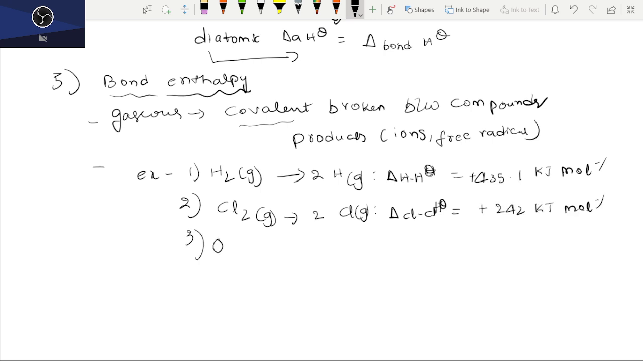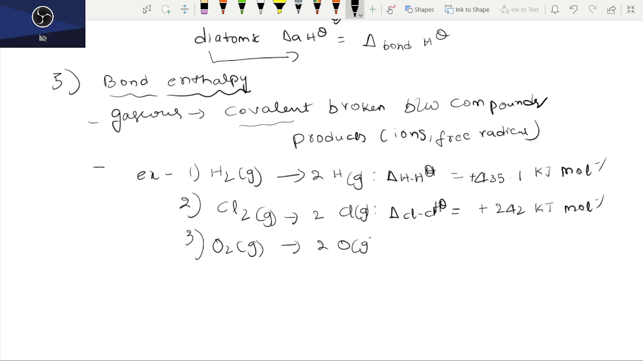Third one is O2 in the gaseous state. Two oxygens are there in the gaseous state. Delta oxygen bond H naught, and plus 428 kilojoules per mole is going to be required.